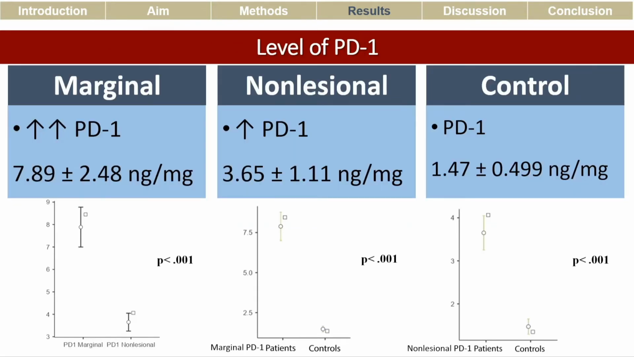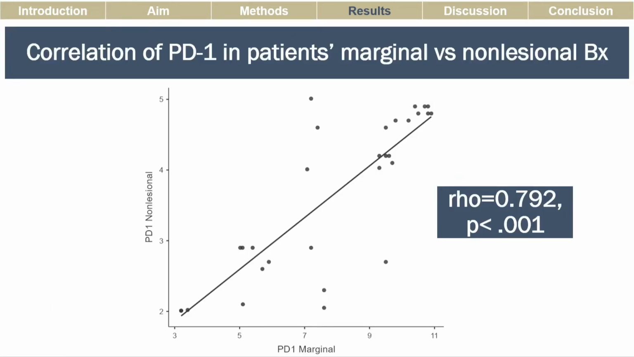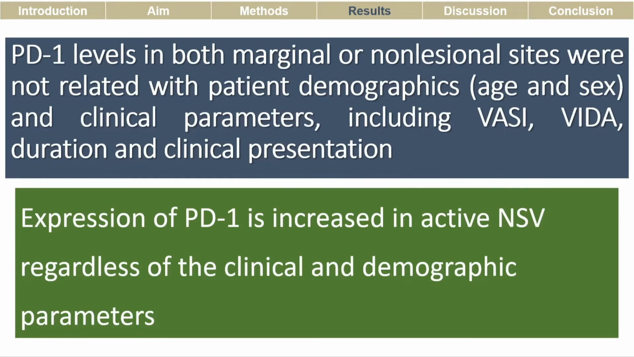We found that the level of marginal PD-1 was significantly higher than that in non-lesional biopsies and than in control biopsies. Non-lesional PD-1 level was also significantly higher than that in the control biopsies. We also found a significant positive correlation between the level of PD-1 in marginal biopsies versus that in non-lesional biopsies. PD-1 level was not correlated with patients' demographics or clinical condition. This denotes that the overexpression of PD-1 is increased regardless of any of these parameters.